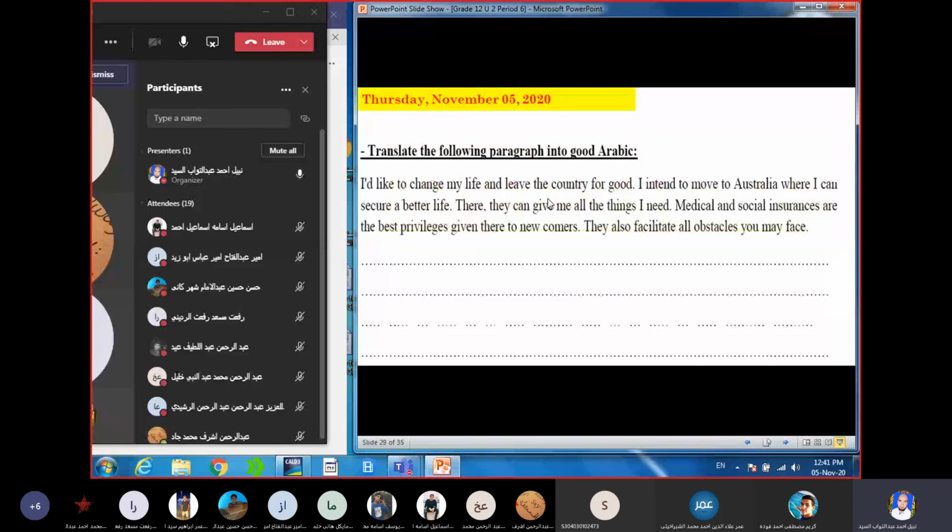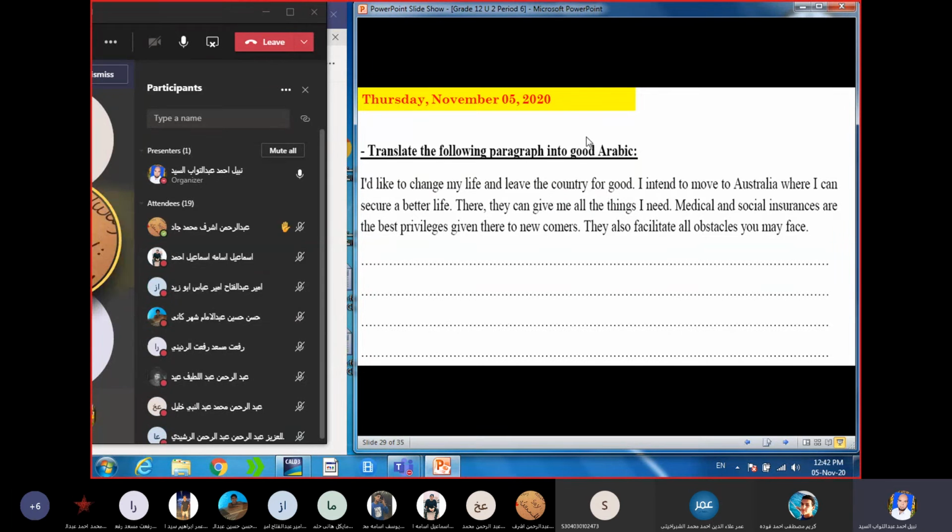Now, translate the following paragraph into good Arabic again. I'd like to change my life and leave the country for good. I intend to move to Australia where I can secure a better life. There they can give me all the things I need. Medical and social insurance are the best privileges given there to newcomers. They also facilitate all the obstacles you may face. Let's translate sentence by sentence, one by one.